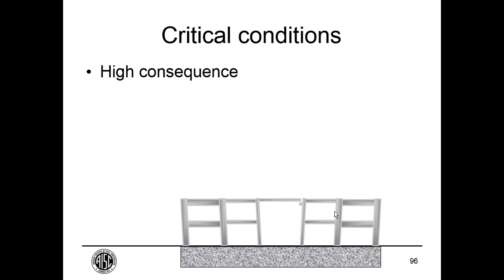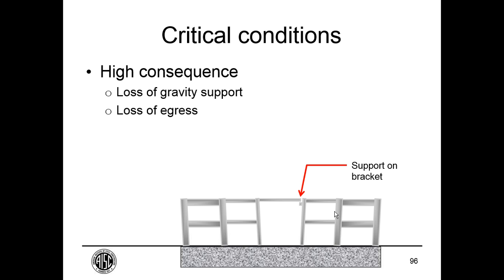This is a very high consequence condition, meaning it's not just a question of how big a separation you get. It's a question of whether the bridge is standing or falling into the atrium. So loss of gravity support is something we do not want to risk. Loss of egress is also a problem. So that support on the bracket we're going to treat very, very delicately.